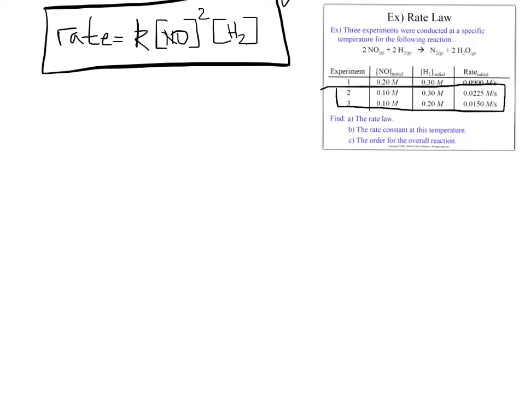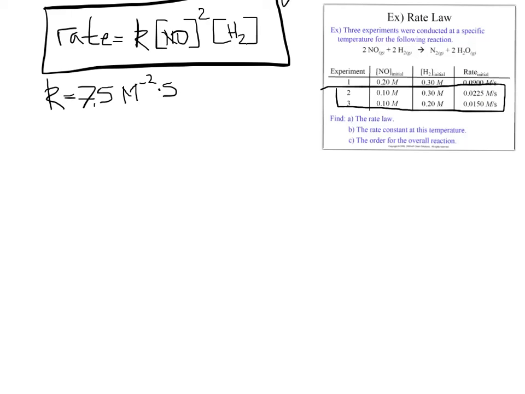So what this means then, the K value for this particular reaction is 7.5 molarity seconds inverse times seconds inverse. So let's go ahead and record this up here.